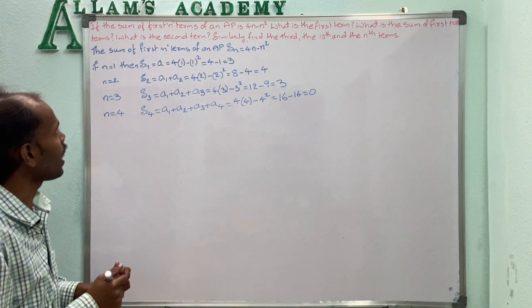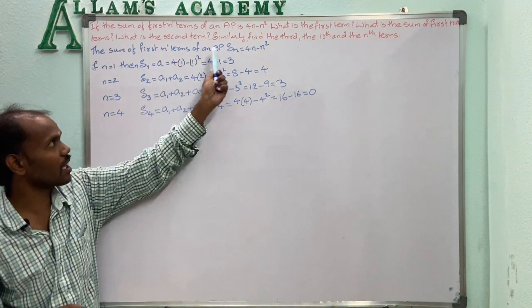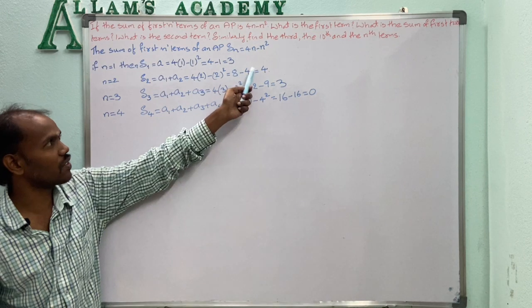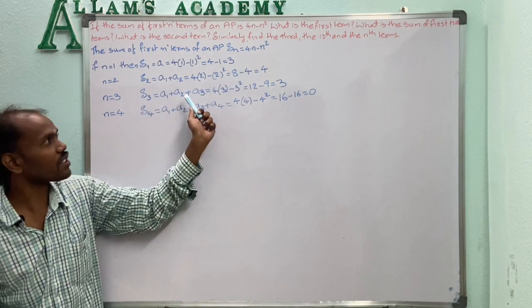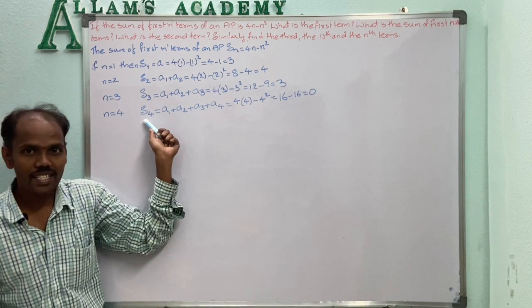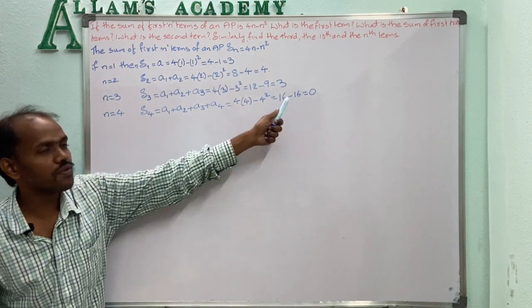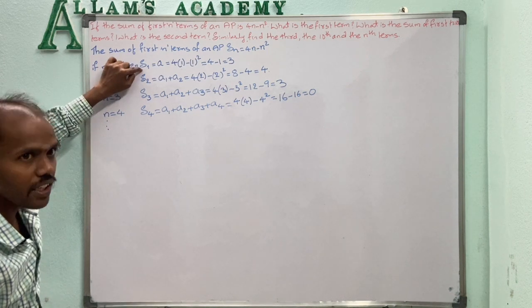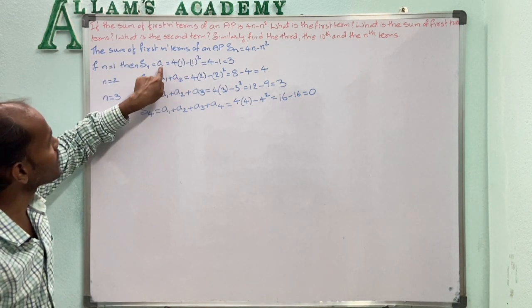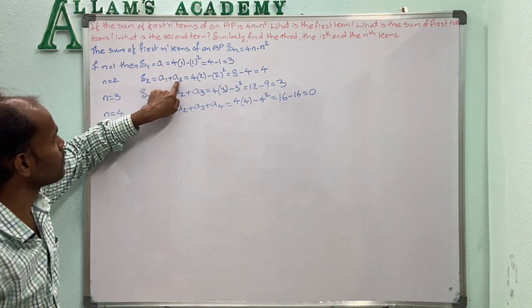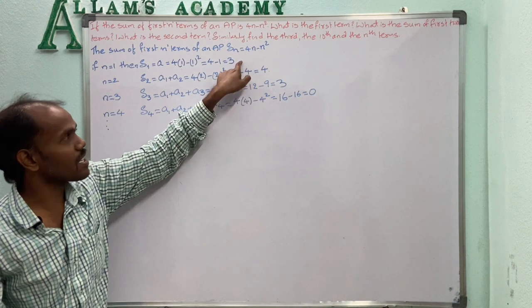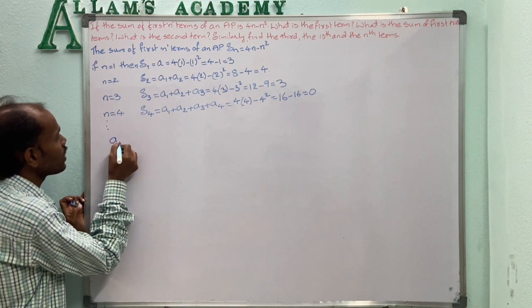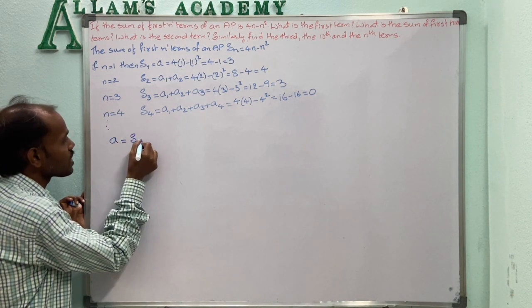Now from here if we observe, S1 is nothing but the first term, that is 3. S2, the sum of first two terms A1 plus A2, is 4. S3, the sum of first three terms, is 3, and S4, the sum of first four terms, is 0, and so on. Now, S2 minus S1, that means A1 plus A2 minus A1, A1 gets cancelled, so A2 is coming.